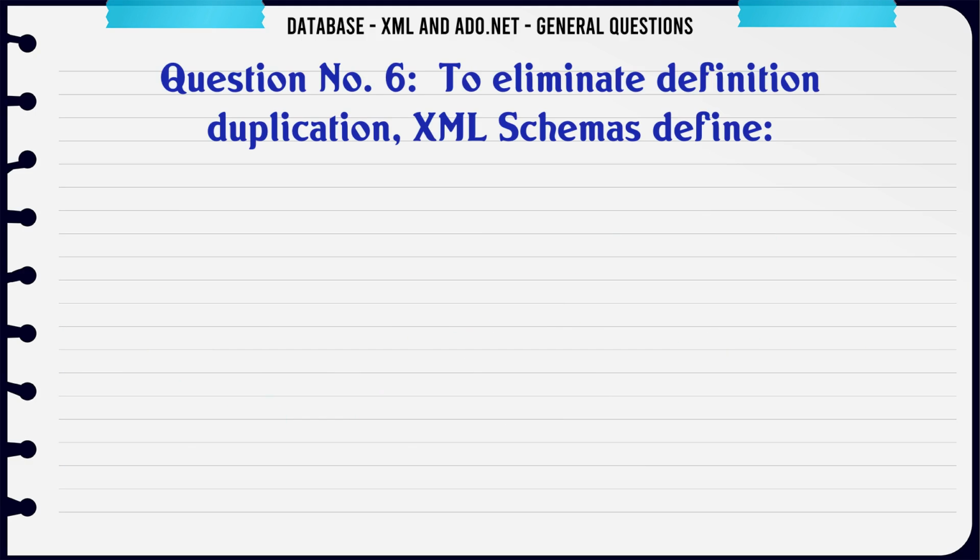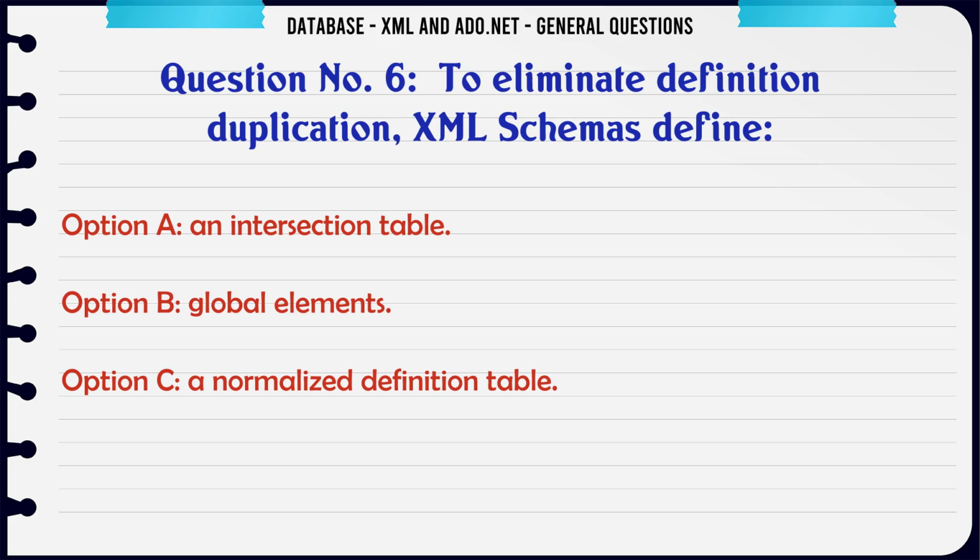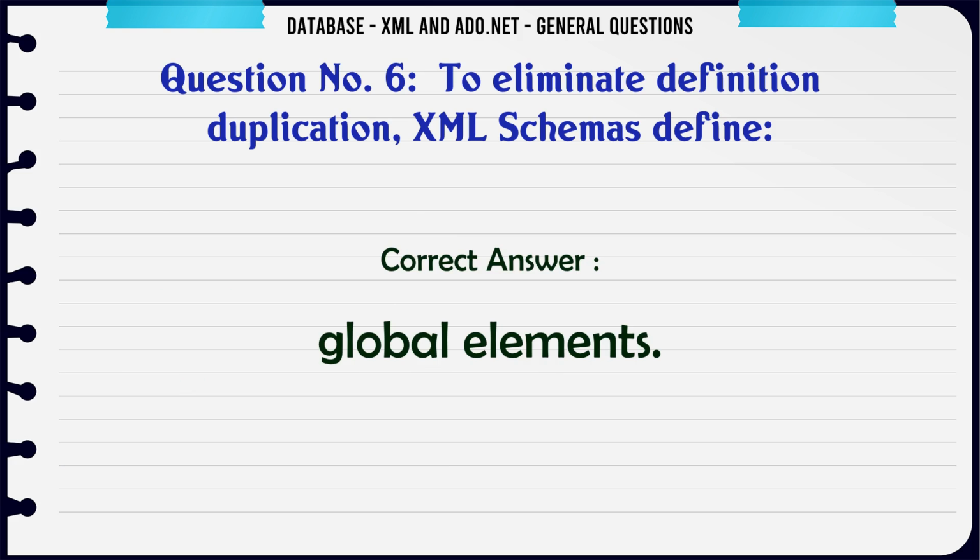To eliminate definition duplication, XML schemas define A. An intersection table, B. Global elements, C. A normalized definition table, D. None of the above is correct. The correct answer is global elements.